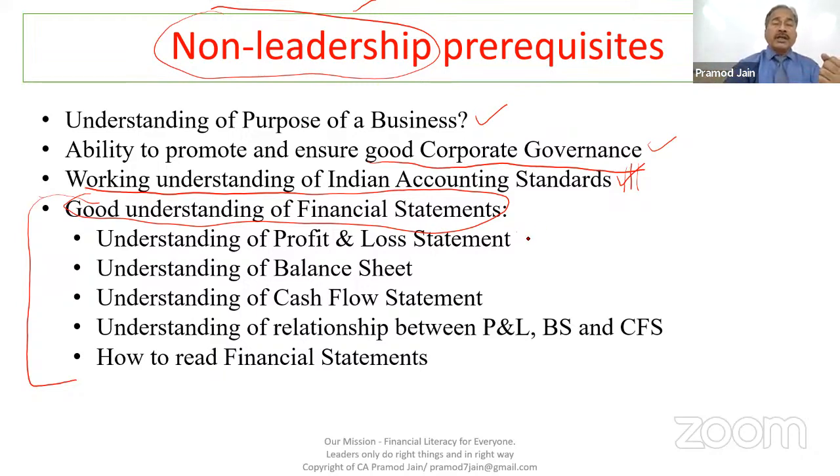So what you need to understand is the profit and loss statement. What is a profit and loss statement? What purpose does it serve? That is what you need to understand. Then you need to understand the balance sheet. What is a balance sheet? What does it contain? What does it convey? That is what anyone who is acting as an independent director needs to understand.